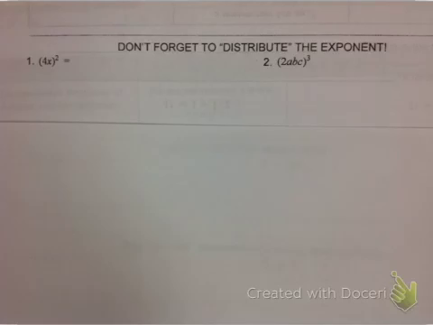If you have parentheses with an exponent on the outside, you also need to remember to distribute your exponent, okay? And by distribute, I mean that every single term inside the parentheses gets squared or cubed or whatever your exponent is. So for number one, this really should say 4 squared x squared, okay? And 4 squared is 16, so we get 16x squared.